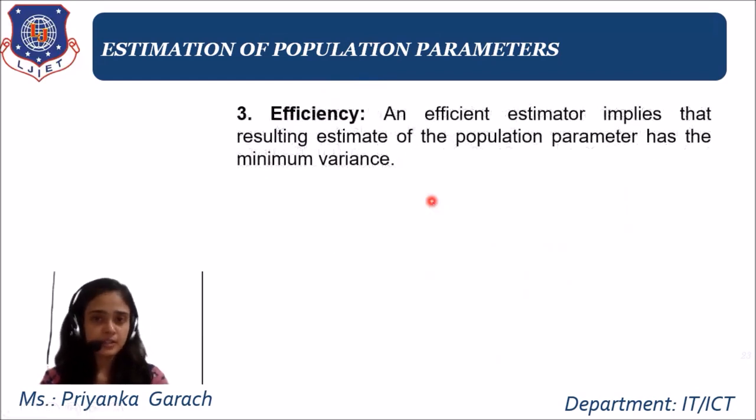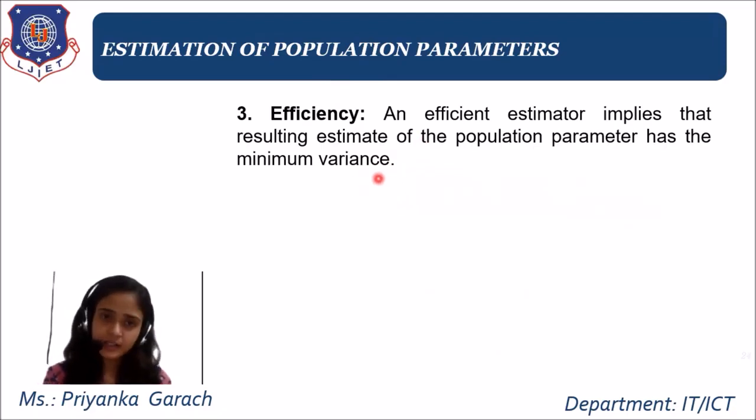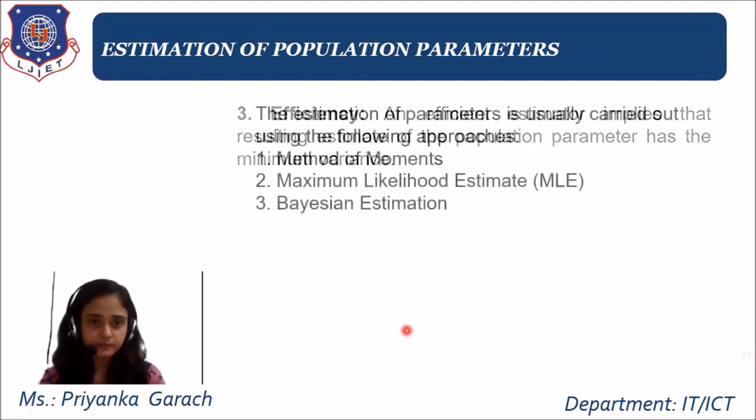Next one is the efficiency. Efficiency is telling that an efficient estimator implies that the resulting estimate of the population parameter has the minimum variance. So if the variance is minimum, then you can say the efficiency of that parameter is good.